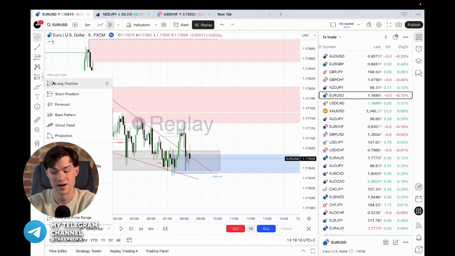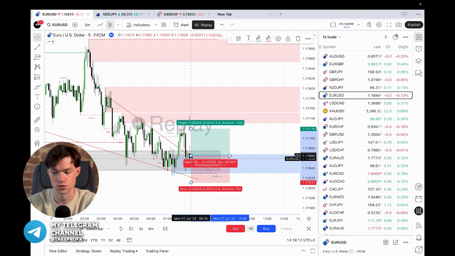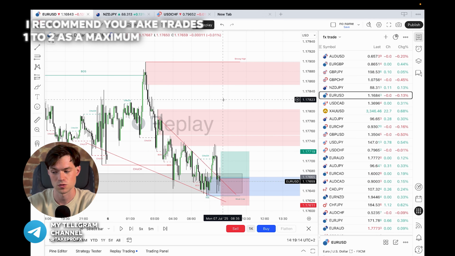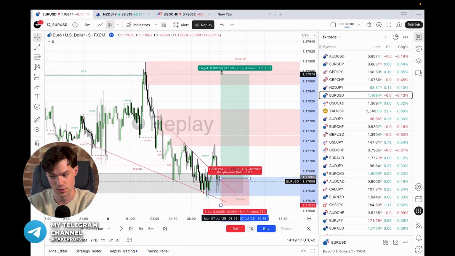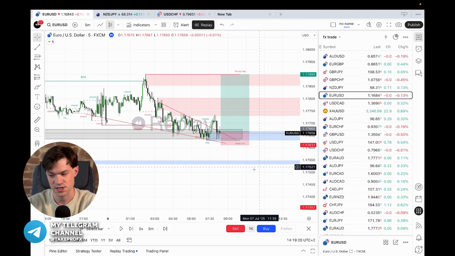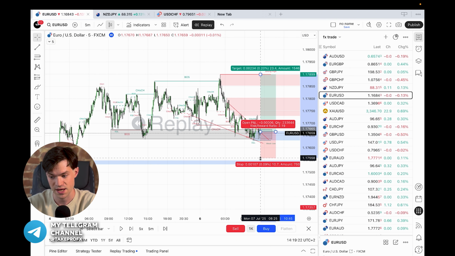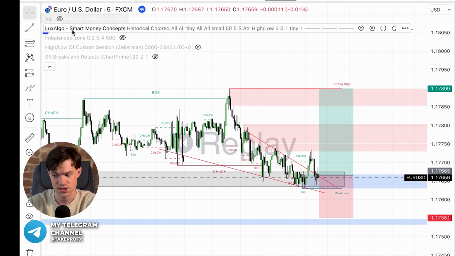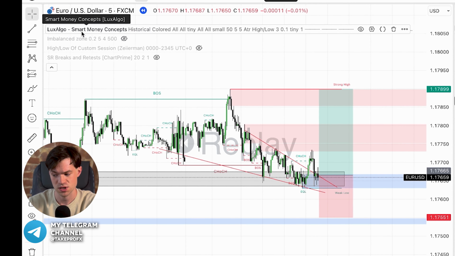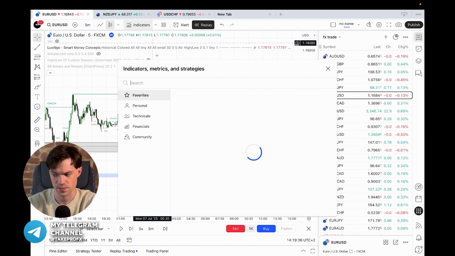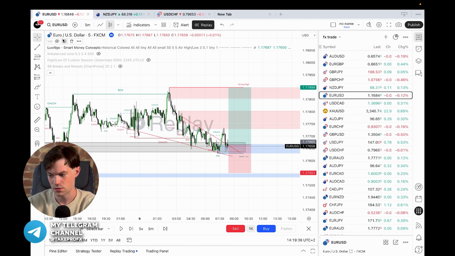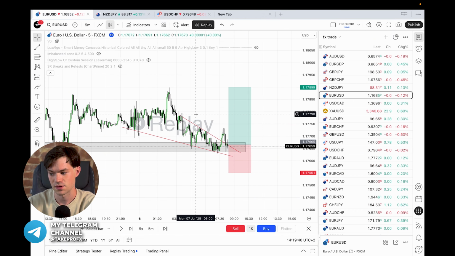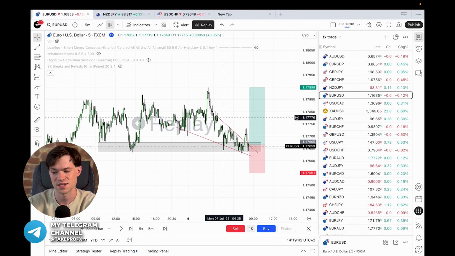This is a fairly typical trade. I recommend you to take trades 1 to 2 as a maximum if you're a beginner. Let's say this trade is quite dangerous. So to make it safe, I move the stop to nearly this zone. I have this zone marked with a LuxAlgo indicator, which is called Smart Money Concept. You can add it through the indicator panel. Write the name here. In fact, this indicator highlights all the necessary zones very well.